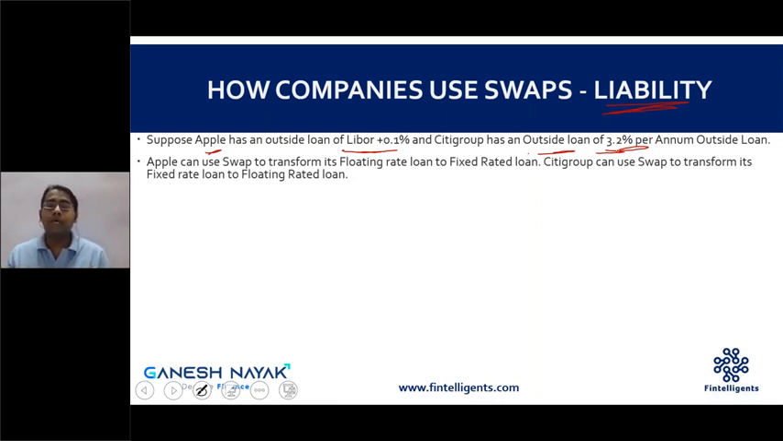Now how does that look? I'm coming back to the same example. Apple has already taken a loan of LIBOR plus 0.1%. But now Apple realizes that interest rate is going to increase. If the interest rate increases, Apple will be in trouble because it has already taken a floating rate loan, and Apple will have to pay more cash flow. So now Apple wants to convert this loan into a fixed rated loan, but it cannot do so because it is already a contract that it has entered.